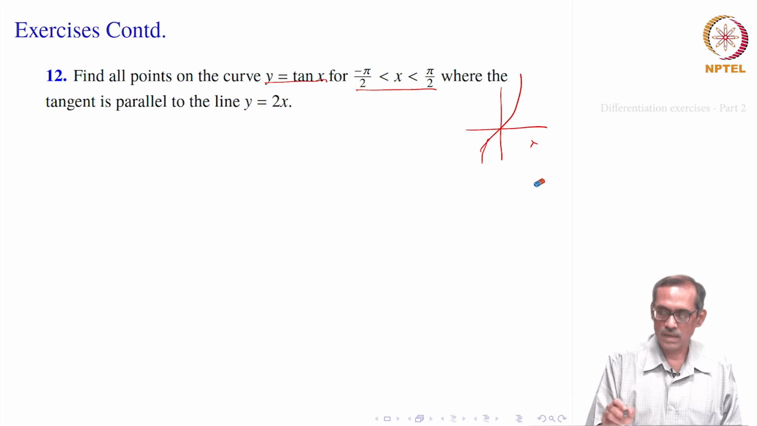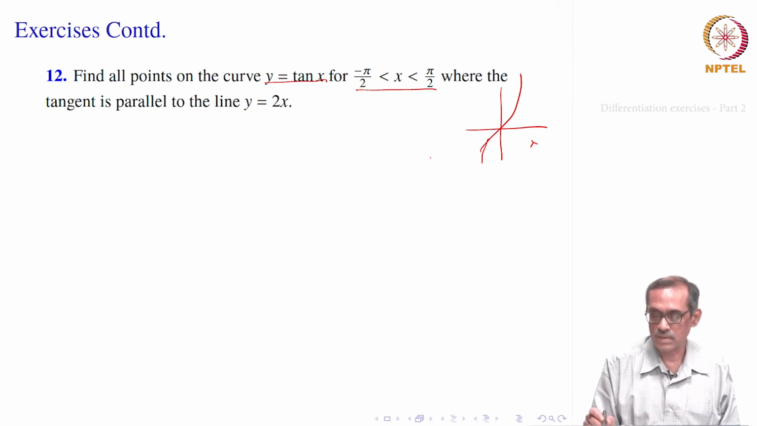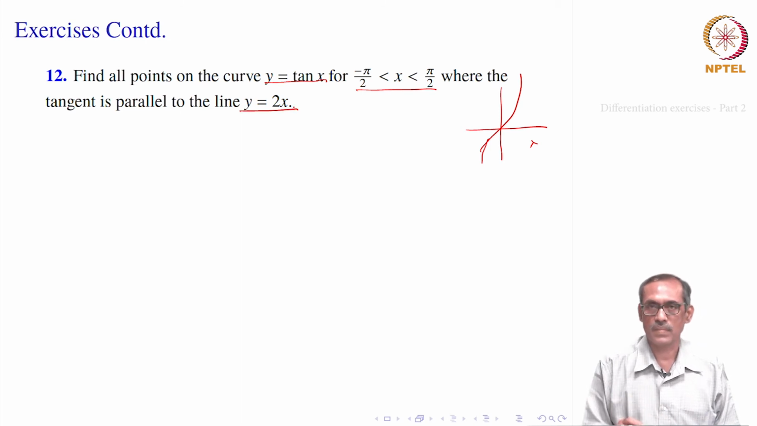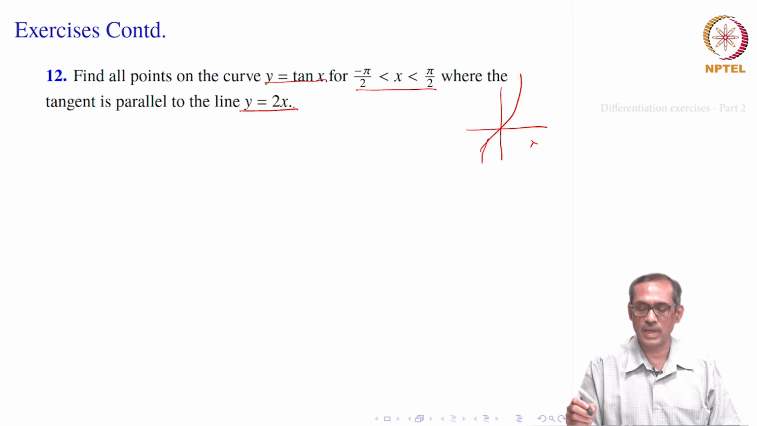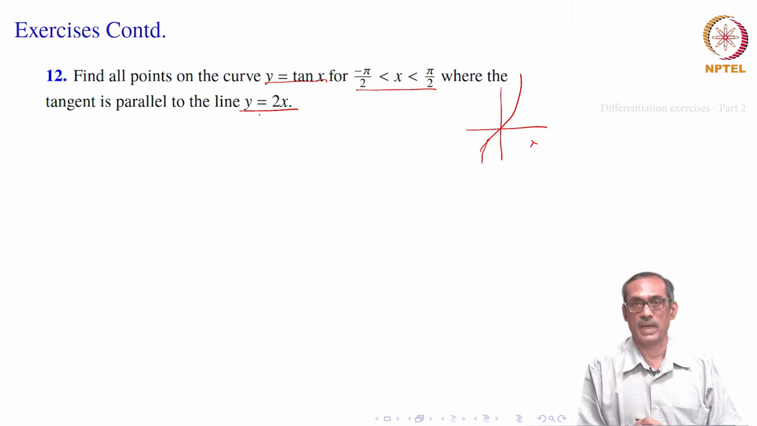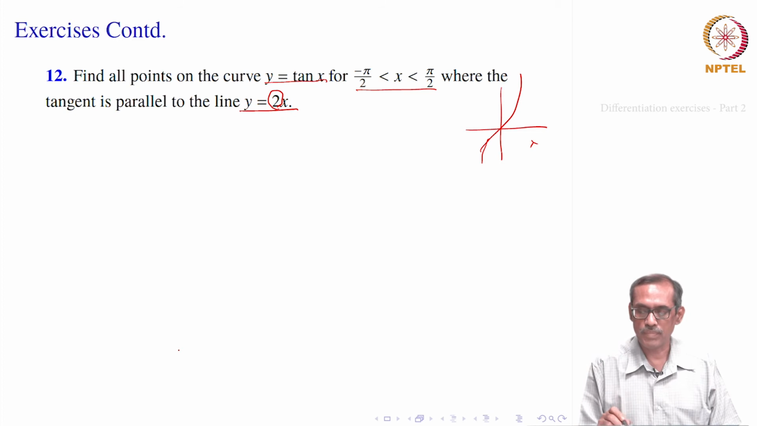Then we want to find all points on this curve where the tangent is parallel to the line y equal to 2x. So, that means, let us take a point, say x comma y, x1 comma y1 or x0 y0 or a comma b, where the tangent to this curve will be parallel to the line y equal to 2x. So, once it is parallel, its slope is known. Its slope is 2, really, y equal to mx, right. So, that means, its slope will be m at that point.